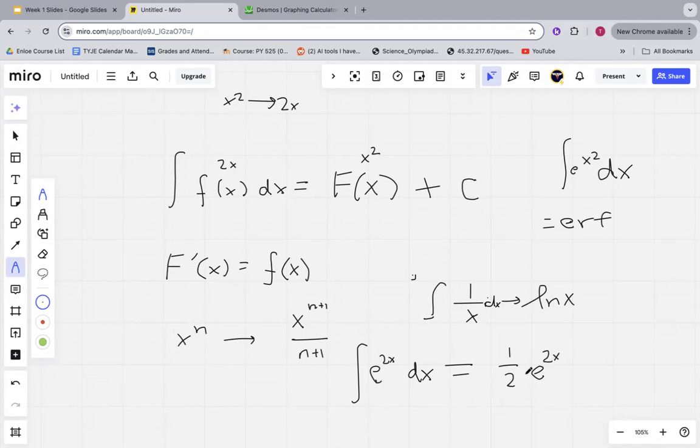Why? Because if I take the derivative of this, you get e to the power of 2x multiplied by the derivative of the inside. The chain rule tells us we have to multiply by the derivative of this. So the derivative of this 2x is just 2. Multiplying 2 by 1/2 just returns this, since we already have this part.